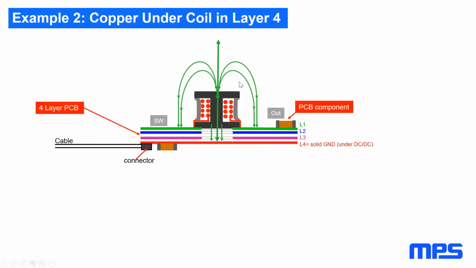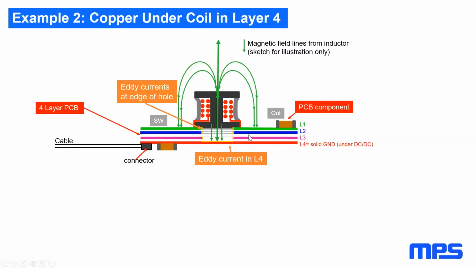Another example is we have solid copper in layer 4. So layers 1, 2, and 3 have a hole under the inductor. In this case, eddy currents will build up in layer 4 and cancel the magnetic field. So under layer 4, there are no AC magnetic field lines anymore from the inductor. So we have a chance to place our filter components and connector, but layers 1, 2, and 3 are still disturbed by the fields from the inductor.